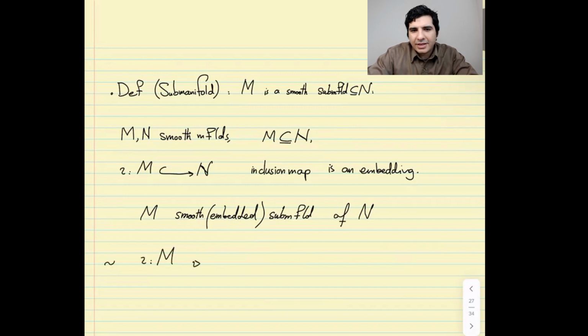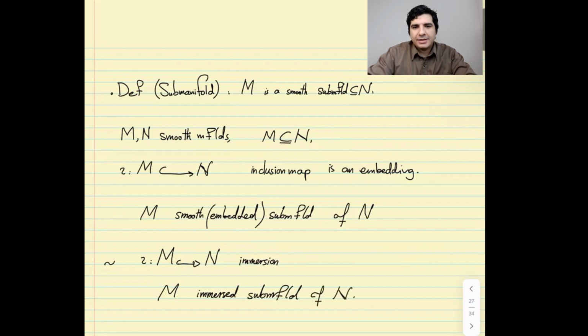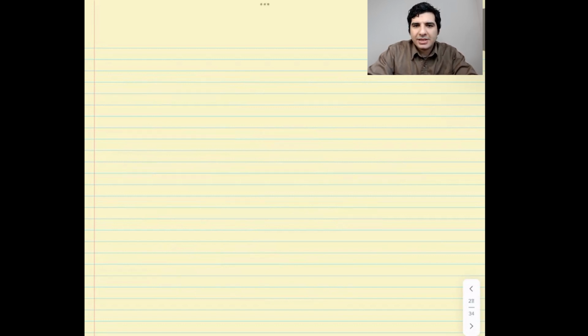We have a second definition. If it happens that the inclusion of M inside N is not an embedding, but it's only an immersion, we would say M is an immersed submanifold of N. Okay, so it's a weaker notion. Great. So for understanding the notion of submanifolds better, we need to understand immersions and embeddings better.